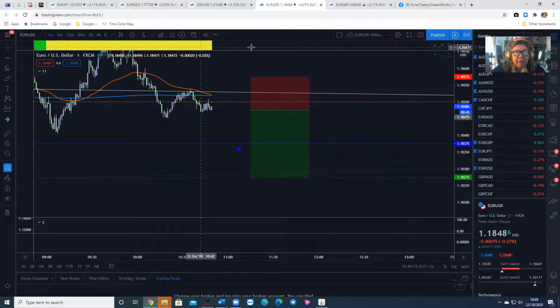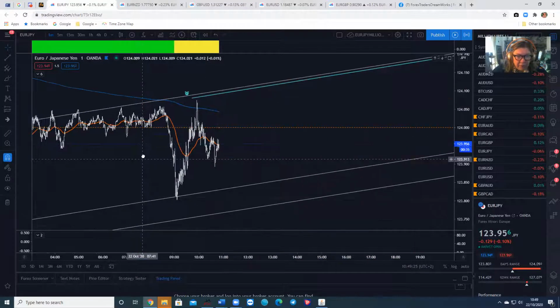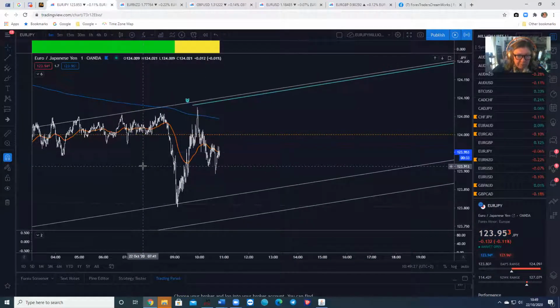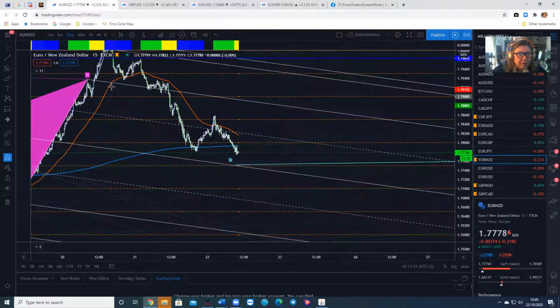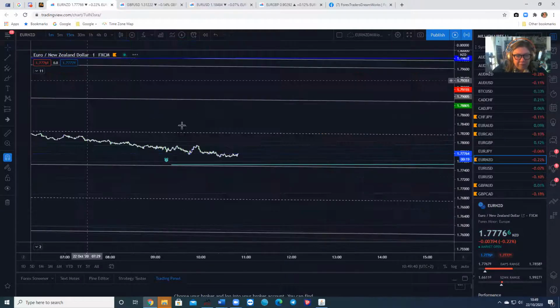So that's Euro USD. We'll leave that one for the moment. Just have a quick flick through what's happening on other things. Euro JPY. Still being pressed down to the outer. I'm going to close that window, not interested in that. Euro NZD.